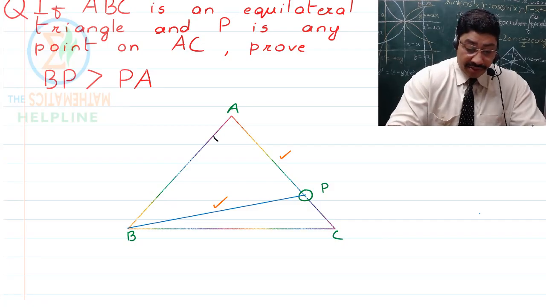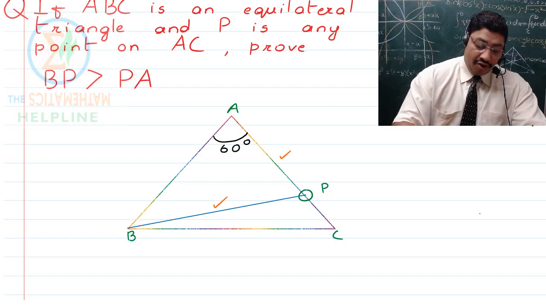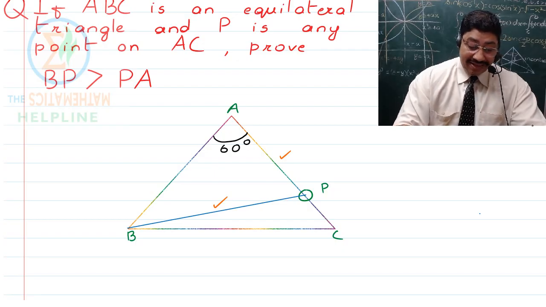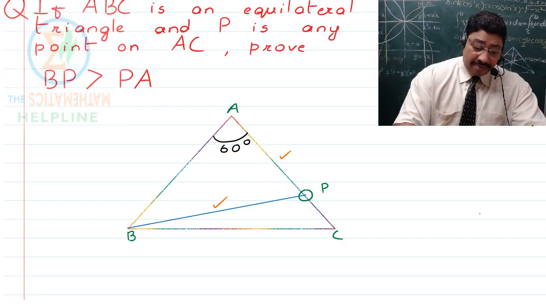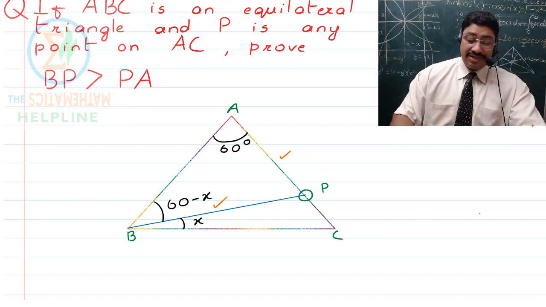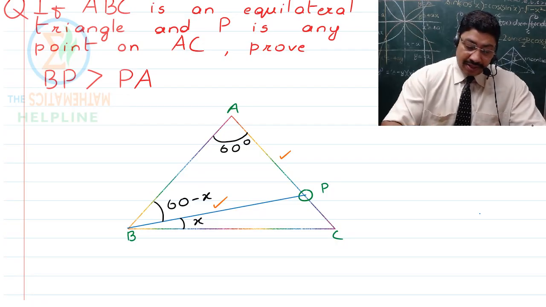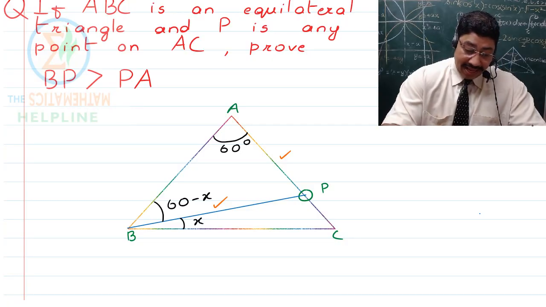If you talk about the angle at the top, it is 60 degrees, right? Obviously the angle at the bottom, that is angle ABC, is also 60. But if we consider this angle to be X, we can talk about this angle for sure to be 60 minus X, because we know that the sum of both of these, that is the complete angle ABC, will be 60 degrees. Now the third angle is to be written, that is this angle.